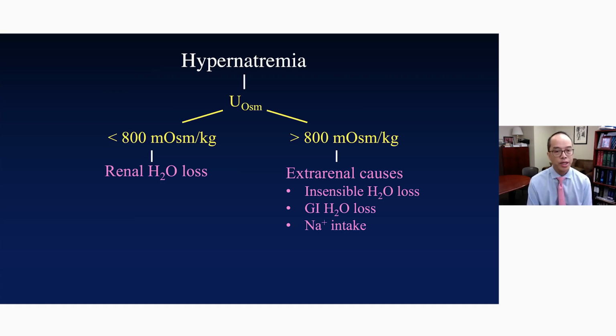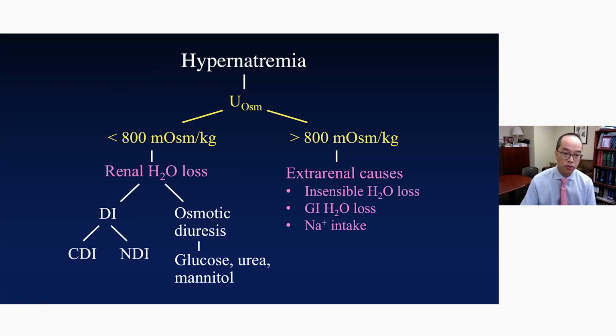The distinction between these is determined from the urine osmolality. The normal response of the urine to hypernatremia is to release vasopressin and maximally concentrate the urine, which means a urine osmolality greater than 800. And this would indicate that an extrarenal cause is active. If, on the other hand, the urine osmolality is inappropriately low, that would suggest that there's renal water loss, the causes of which are either diabetes insipidus or an osmotic diuresis.